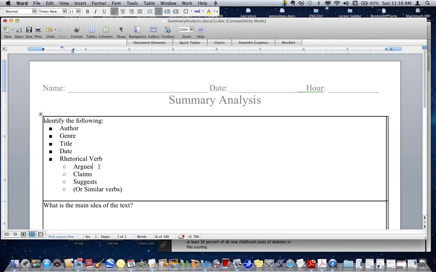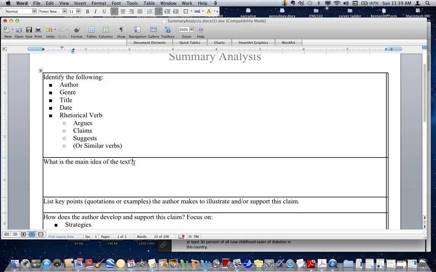I do not want you to say the article is about, or Mr. Smith's article is about. It needs to have a rhetorical verb like the three that you see here. Argues, claims, suggests, and there are numerous other verbs that you can use, including explains, describes, explicates, any of those other verbs, but you need to stay away from is about.